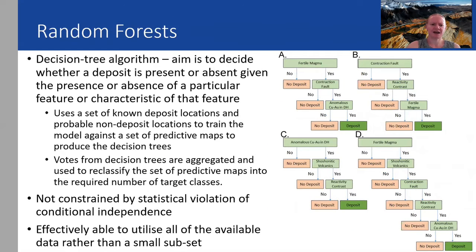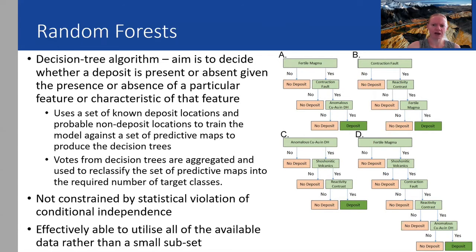So random forests are a decision tree algorithm where the aim is to decide whether a deposit is present or absent, given the presence or absence of a particular map feature or characteristic of that feature. So the way we've set it up is we use a set of known deposit locations, so the same training data that we used in the weights of evidence model, as well as a set of probable non-deposit locations to train the model.